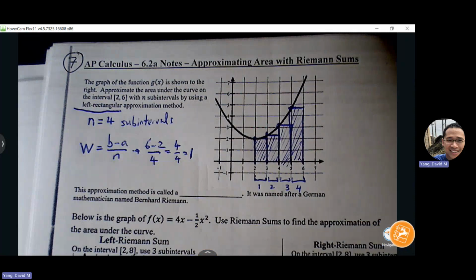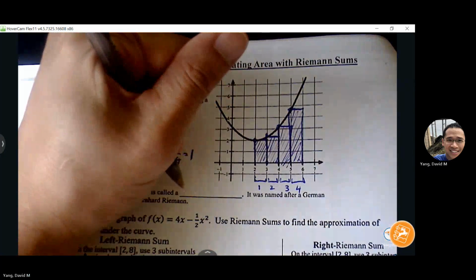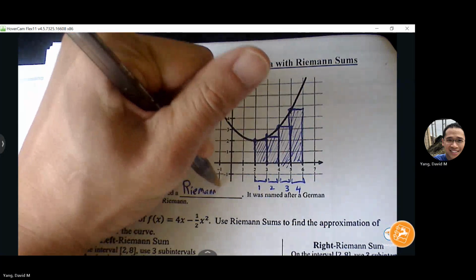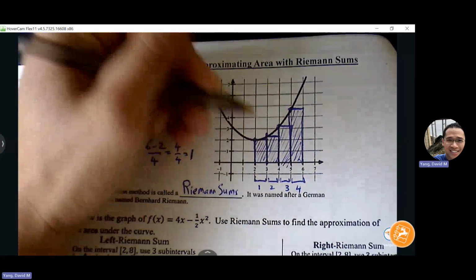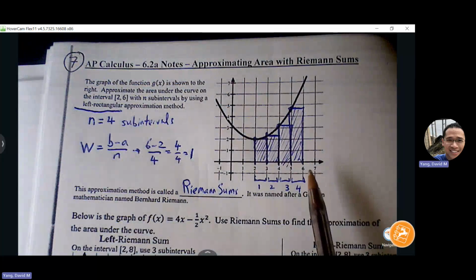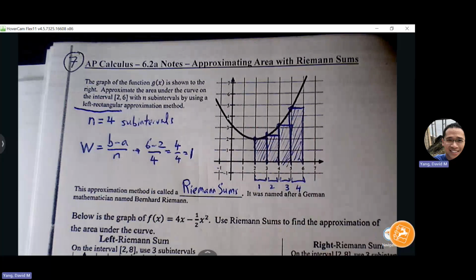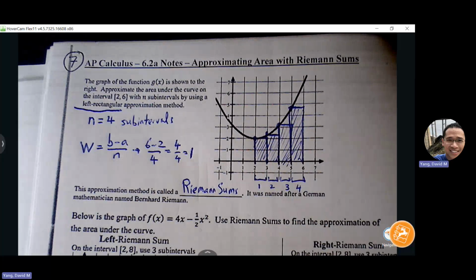So this is called a Riemann sum, using rectangles to approximate the area under the curve. Now, obviously, this is not exact, right? We see that there's gaps here. But it should be a decent approximation. We can improve our approximation by adding more rectangles. More subdivisions would cover more gaps, and the fewer gaps there are, the more accurate our approximation.